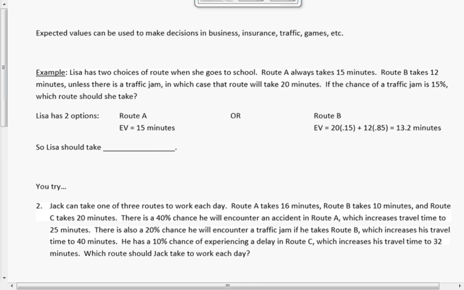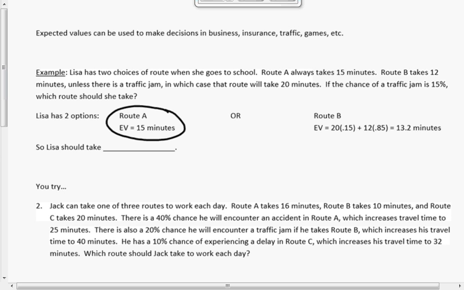So Lisa has 2 choices of routes when she goes to school. Route A always takes 15 minutes. Route B takes 12 minutes, unless there's a traffic jam, in which case that route will take 20 minutes. The chance of a traffic jam is 15%, which route should she take? So you see here that route A is always 15 minutes. There's nothing that changes that.